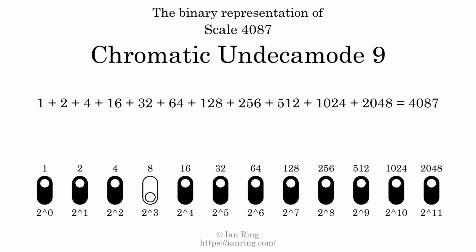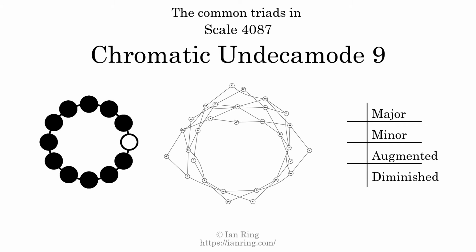The scale number not only enumerates the scale with a unique index, but it also literally describes the tonal content of the scale. Represented as a binary number in base 2, the scale number is 1111111110111. Here are the common triads present in this scale.